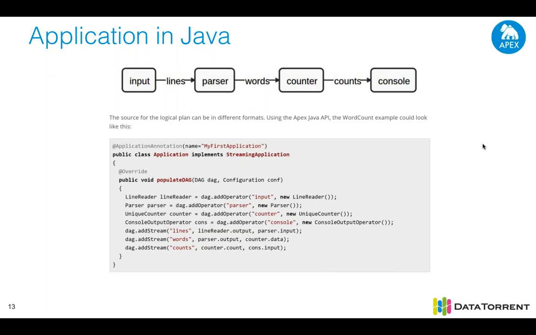So here we are creating a line reader, a parser, a unique counter, and a console output operator. So we're creating 4 operators, and then we are connecting them up. So we're connecting the output of line reader to the input of parser, output of parser to the input of counter, and the output of counter to the input of console, and that's it. So this is a very linear DAG. You have 4 operators just connected to each other. So essentially the first operator is getting data from somewhere, then data is getting parsed into words, words are getting counted, and the counts are being printed out.